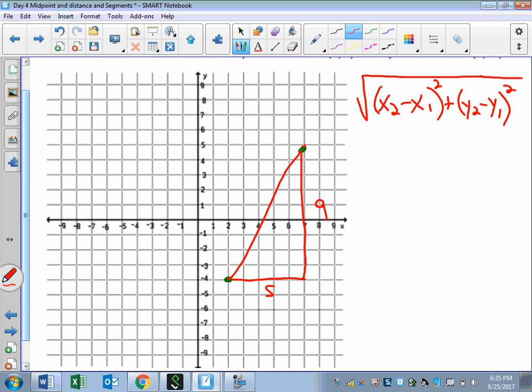Okay. Now, because I already counted for you, I'm going to skip the part where we plug in the actual coordinates. I'm going to show you that in another example. So we know that the difference in the x's and the difference in the y's is what we need to know. Well, I already told you. The difference in the x's from 2 to 7 was 5. And from -4 up to 5, well, that's 9.